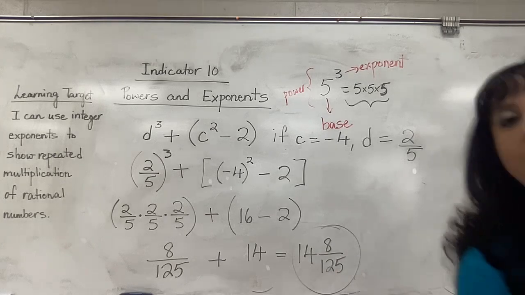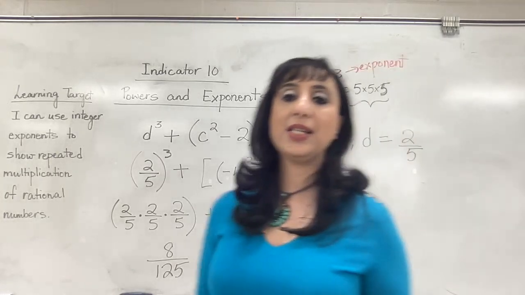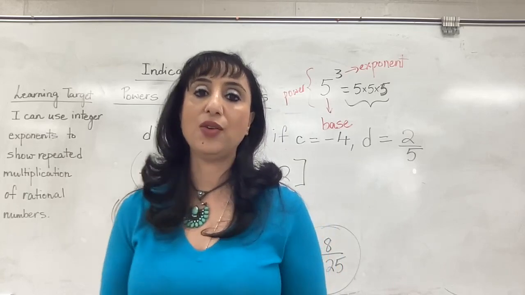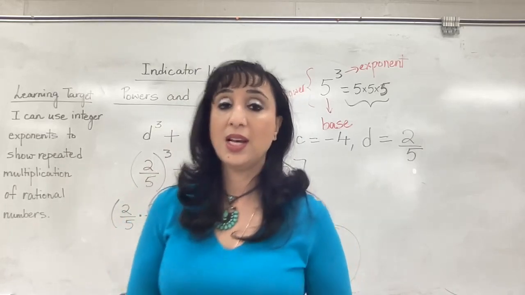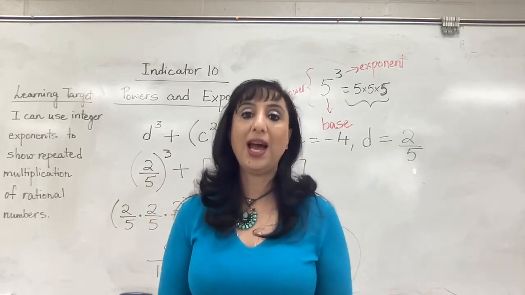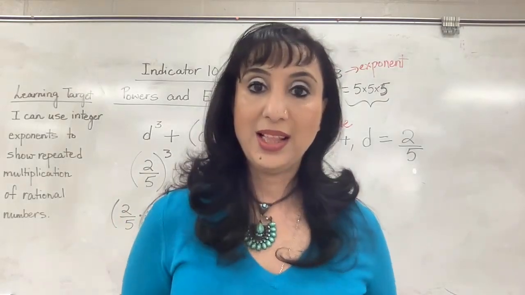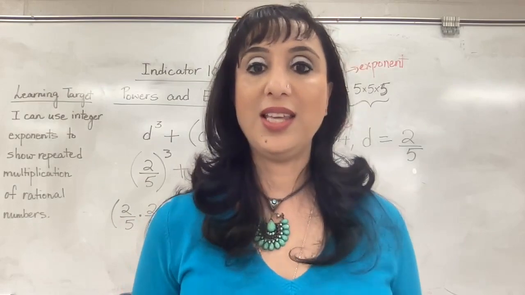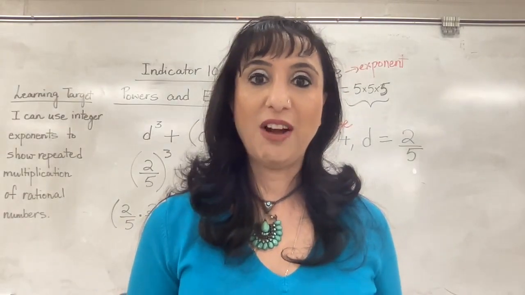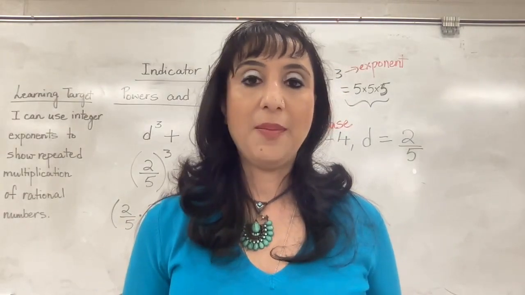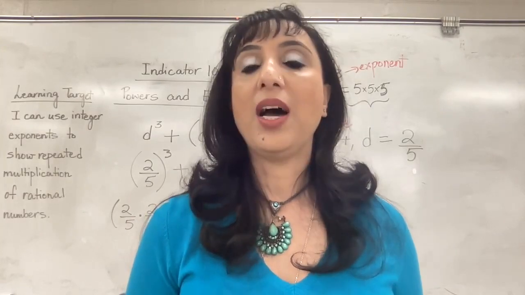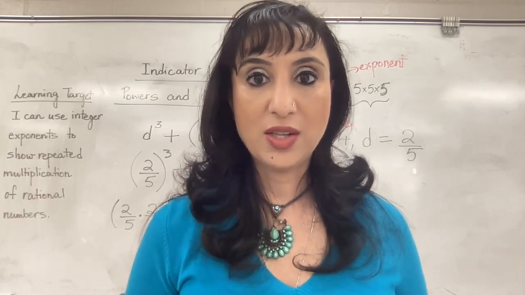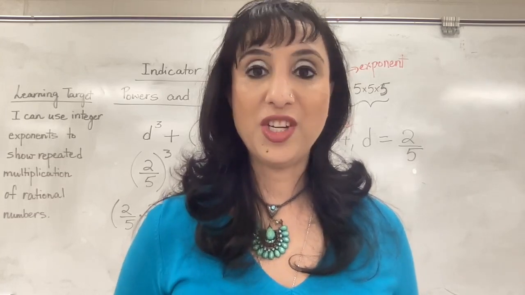Okay, so once again, indicator 10, it's just how to write the powers and exponents out and then to evaluate them. And in the evaluation, all you're doing is the order of operations. Do not forget PEMDAS: parentheses, exponent, multiplication, division, left to right, and then addition, subtraction also left to right if only those two operations are left.